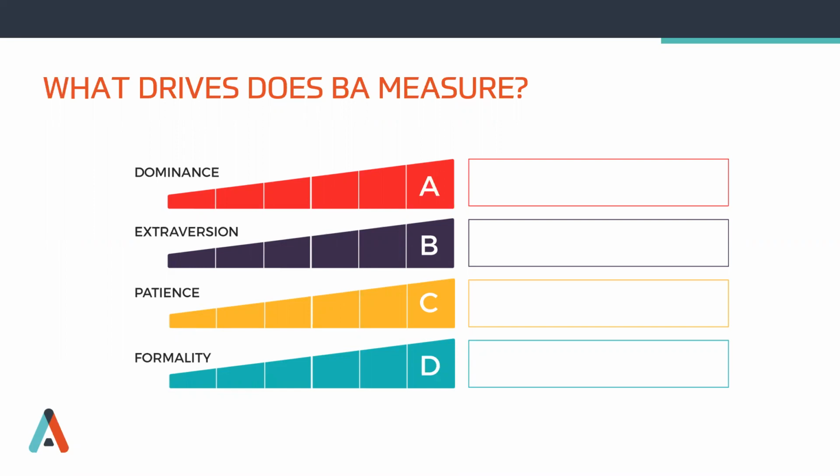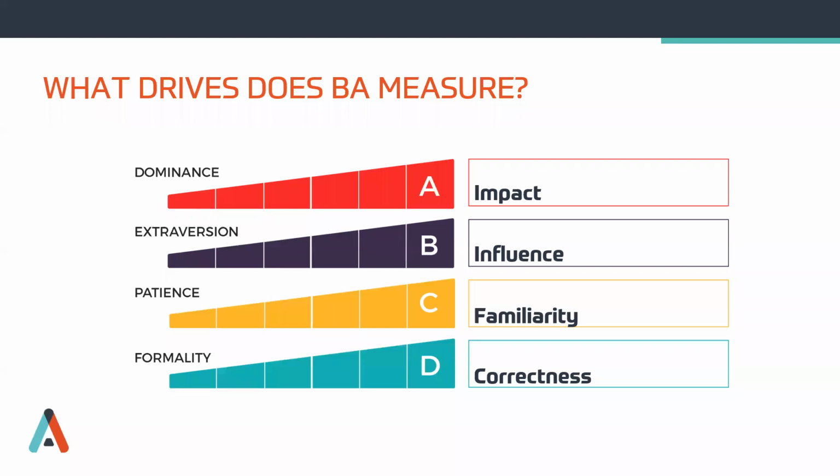So the A drive for dominance creates a need for impact at work. And we'll talk again about what that means in just a moment. The B drive for extroversion creates a need for influence. The C drive is the drive for patience, which creates a need for familiarity. And then the D drive is the drive for formality, which creates a need for correctness.